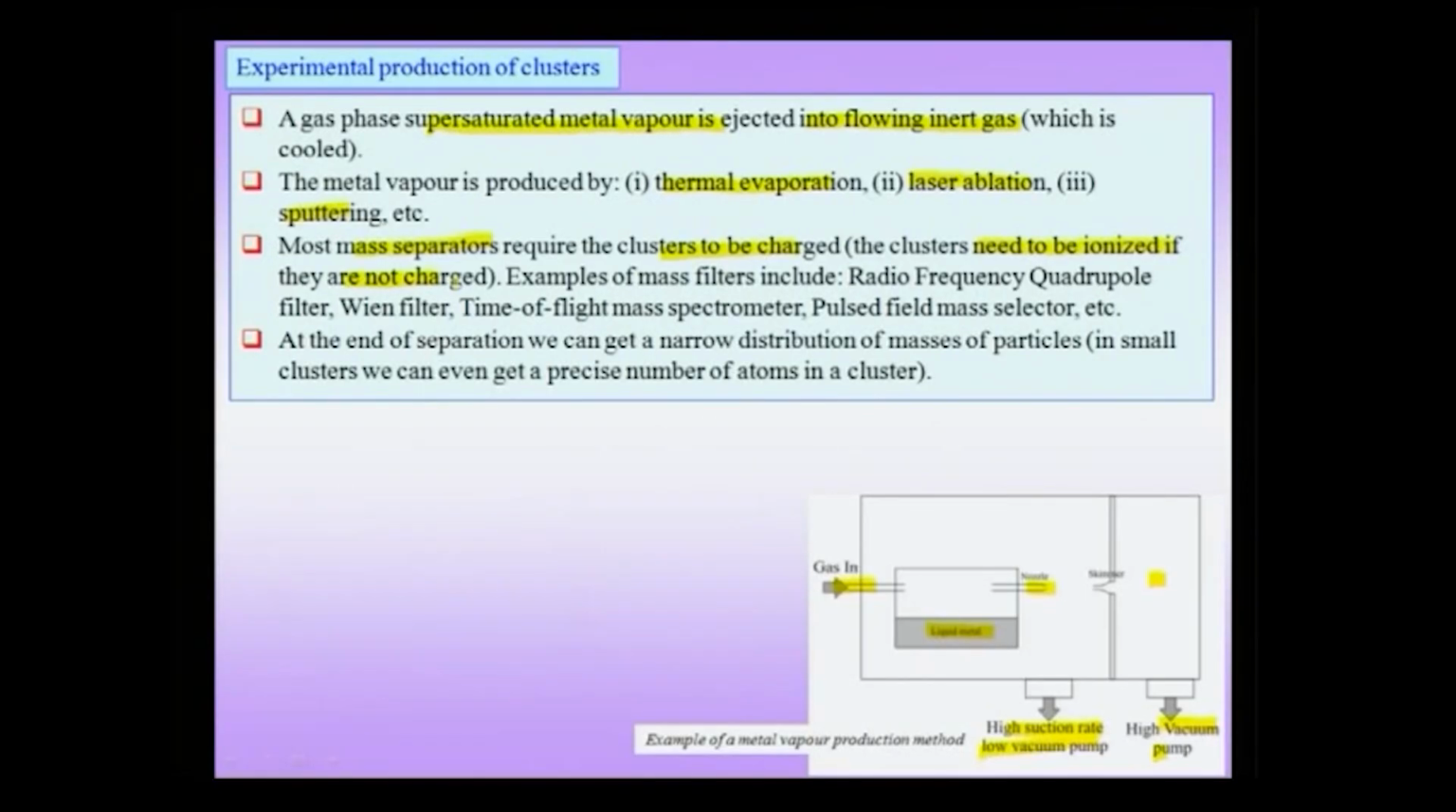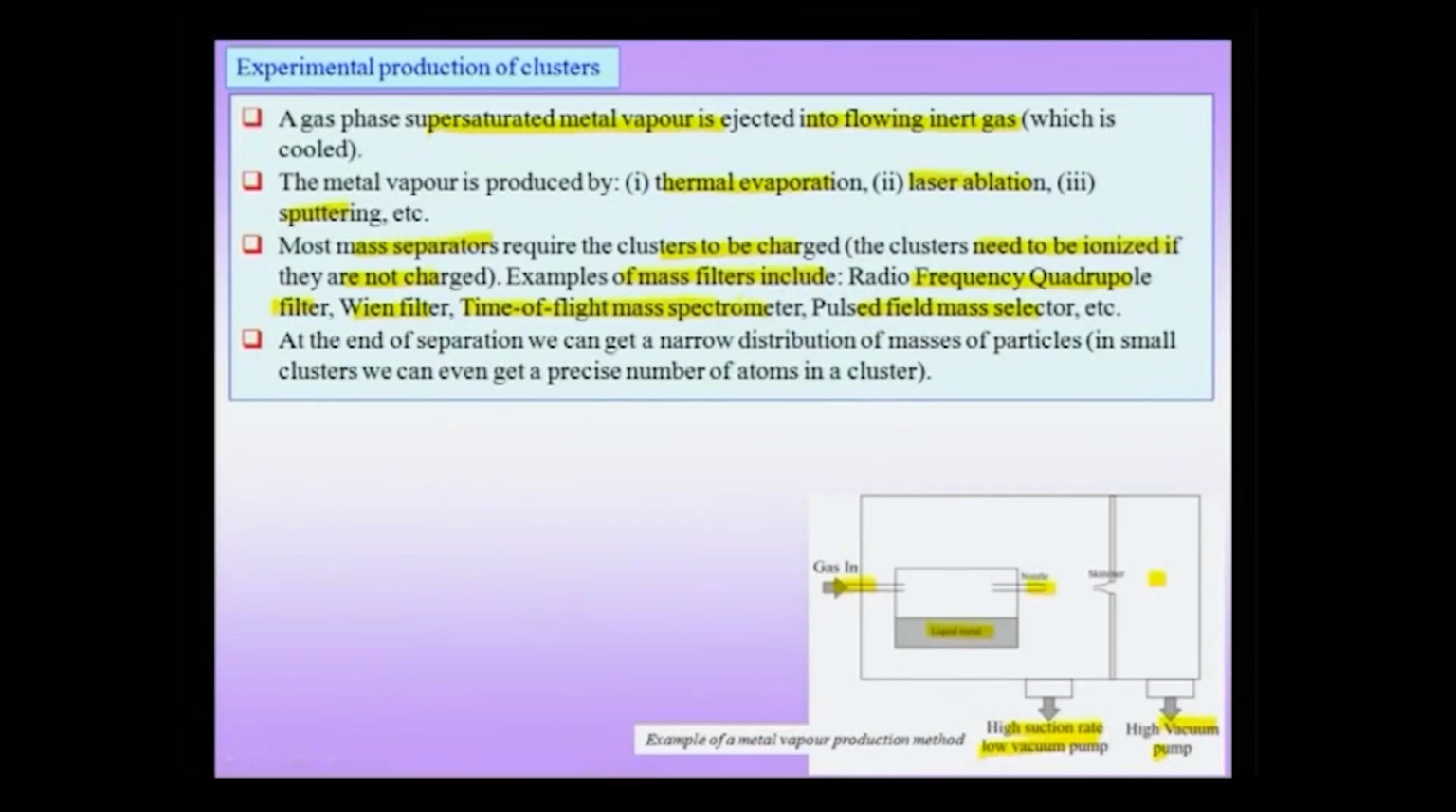Here we list the names of some of these mass filters, though we will not go into the details of their operation or the physics behind them. These mass filters include radio frequency quadrupole filters, Vane filters, time of flight mass spectrometers, pulse field mass selector, etc. But as we pointed out, all these techniques typically depend on the clusters being charged, and if they are not charged, as we shall see in a coming slide, we will charge the clusters before they are sent into a spectrometer, like for instance a time of flight mass spectrometer.